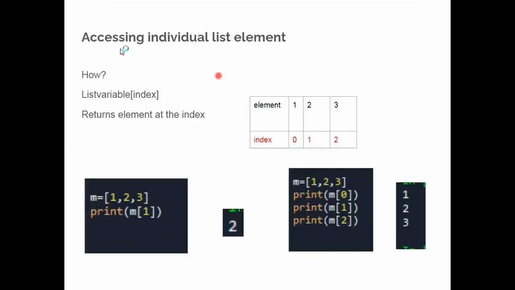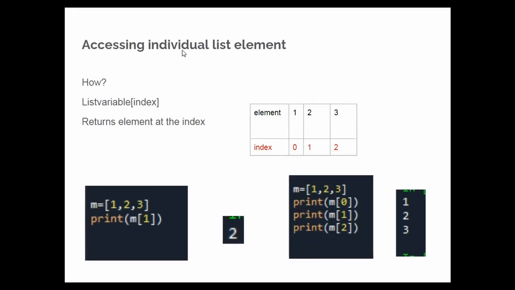Now, how to access the different elements of the list? For accessing an individual element of the list, we have to use this method: the list variable, and within the square brackets I write the index. Now what is an index? Let's take an example. Here we have M as a list which contains the elements 1, 2, and 3.